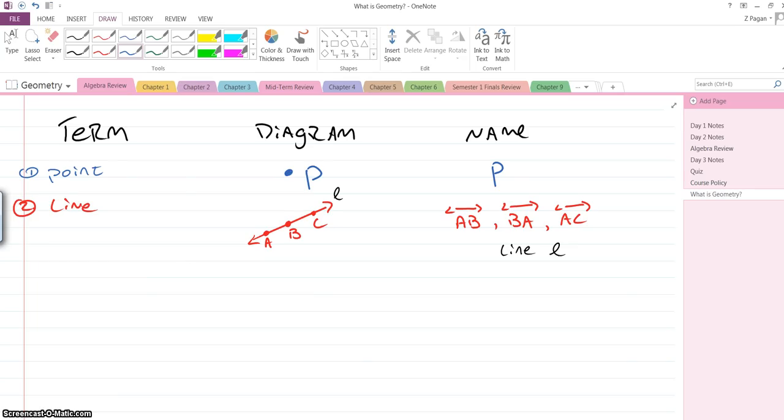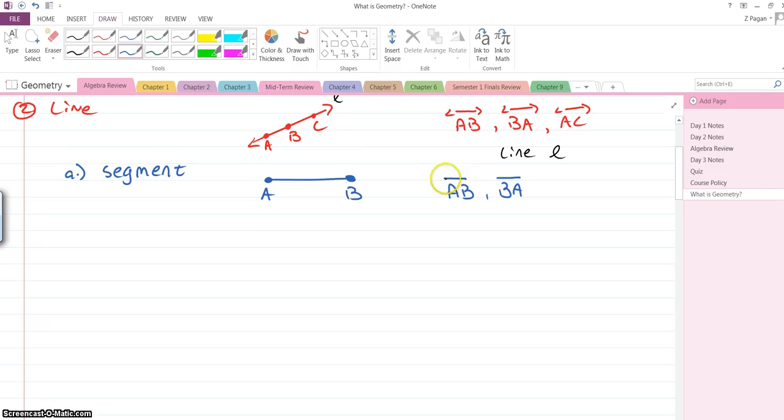Okay, now within a line there's some other types of things. The next thing we have is a line segment. Now, a line segment is a line that has a beginning and an end. It has 2 endpoints where the line officially starts and where the line officially ends. We call that a segment. So I would call this segment AB, line segment BA. Again, the order does not matter, but the notation is very important because the notation tells us what we're dealing with.